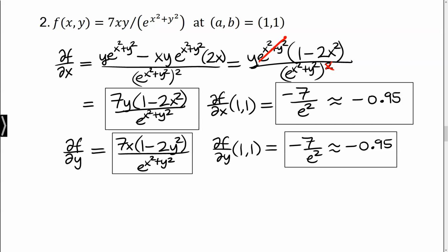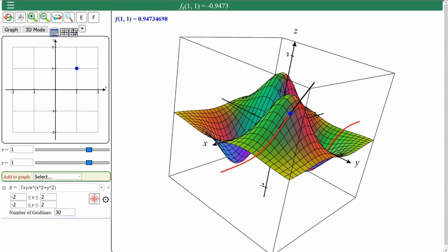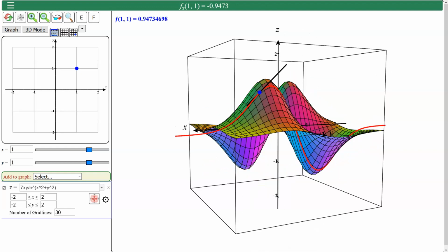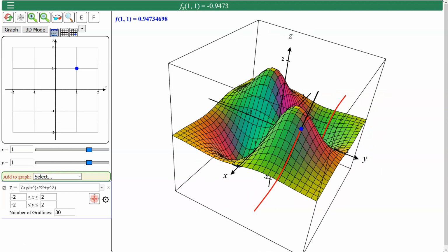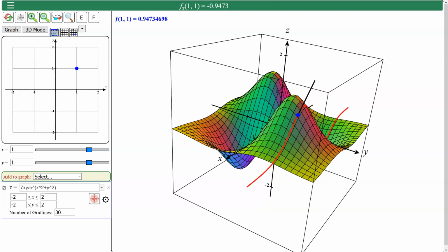Now let's look at the graph here. If you didn't notice, it has the value of the partial at the top. So you can read off f sub x at 1, 1 as minus 0.9473. And there's the point there. So this is the x partial. That's about minus 1, the slope of that tangent line. And if I move x around, you can see this changing.